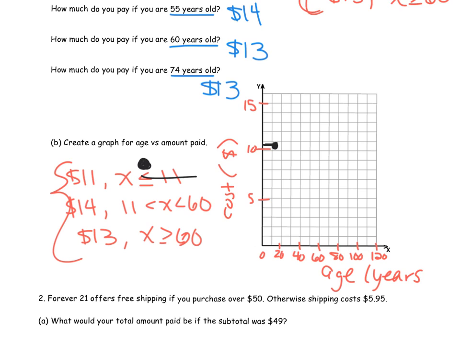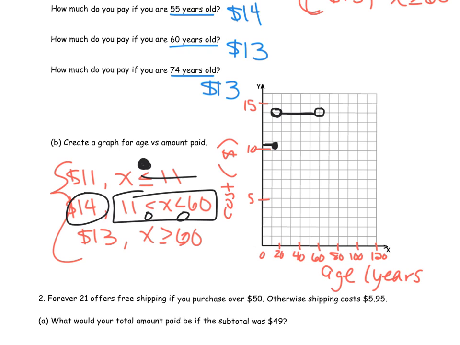Okay, now if I continue, for our next line, x is between 11 and 60 at $14. So we're between 11 and 60. We have these open circles here. So here's our 60 mark at $14. So we have one here and one here. Again, they're both open circles, and I'm going to connect them with a nice straight line.